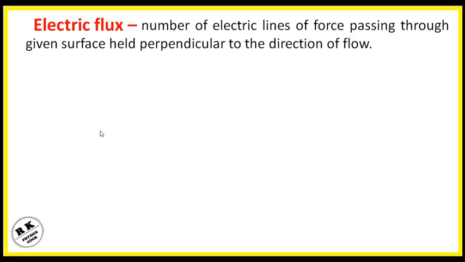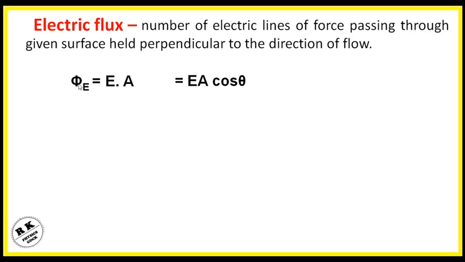Now the next topic is electric flux. Electric flux is defined as the number of lines of force passing through a given surface held perpendicular to the direction of flow. That means that mathematically it is given as phi E is equal to E dot A, or it is also given as EA cos theta. Here phi E denotes electric flux. The subscript E stands for electric.